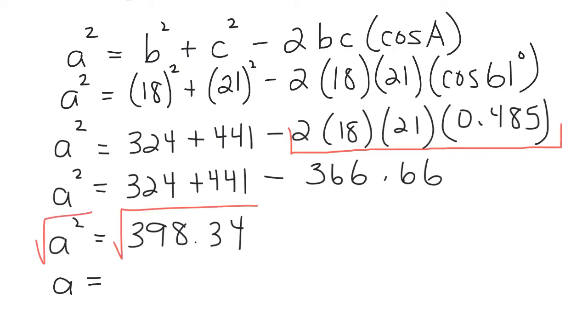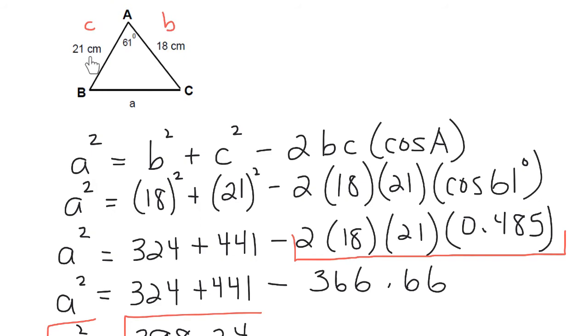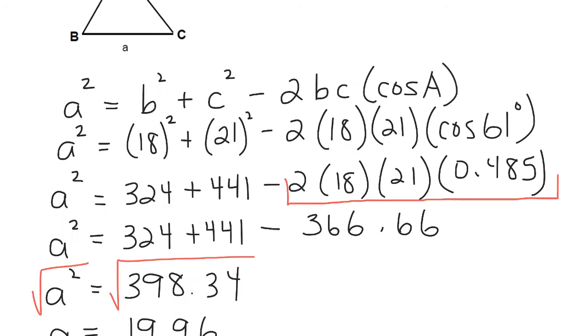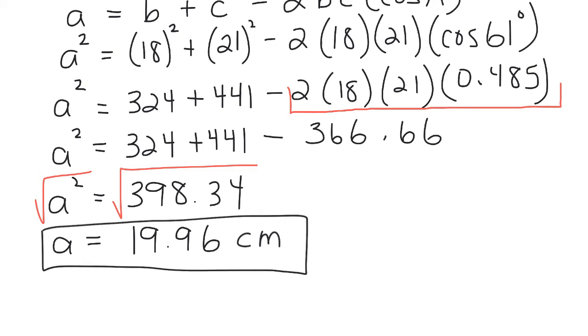And if I take the square root of 398.34, I do get a decimal answer. Let's round this answer to 2 decimal places. So if I keep 2 decimal places in my final answer, that would give me 19.96. And in the original question, if I scroll back up, I can see that we used units of centimeters. So I'm going to make sure that I add those units into my final answer. So side A is equal to 19.96 centimeters.